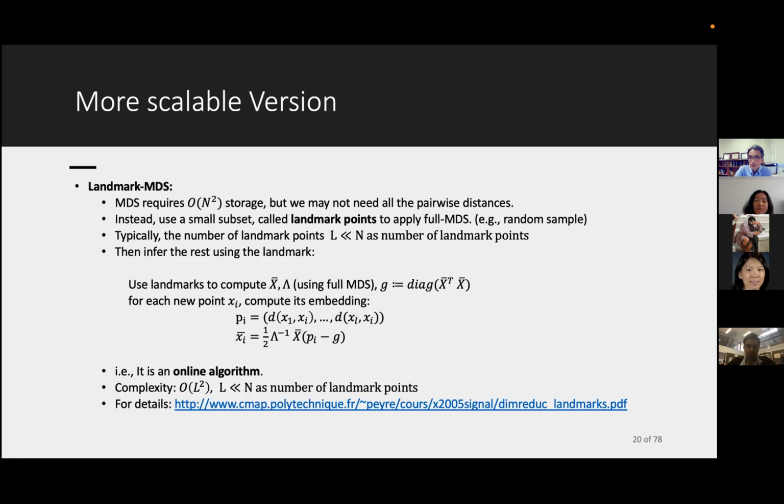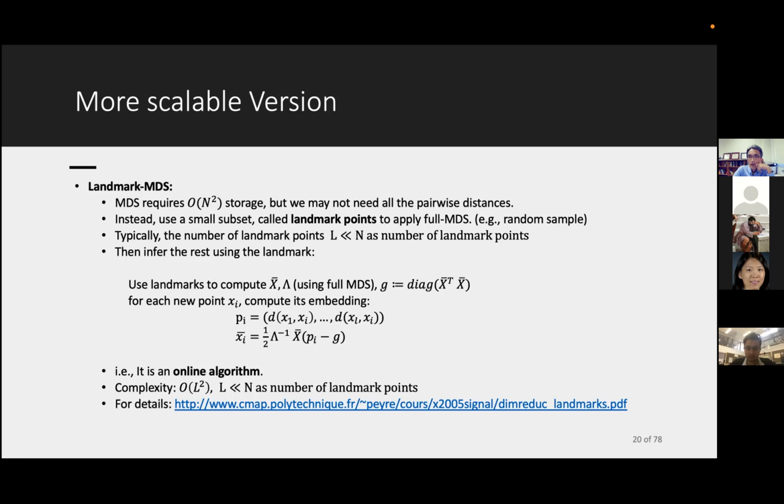So here G is a vector, is it? Yeah, G is a vector that consists of the diagonal entries of that gram matrix between the landmarks. Right. So if you actually do that, these are just the square lengths of the landmarks. Yes, that's the squared norm of each of the landmark vectors.